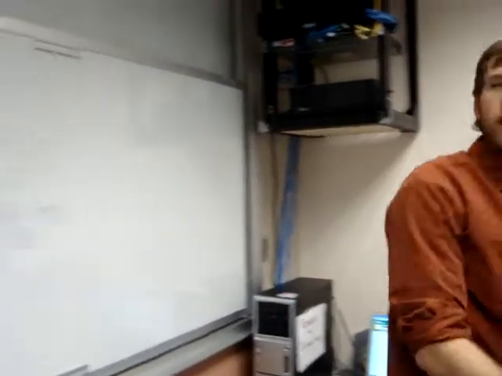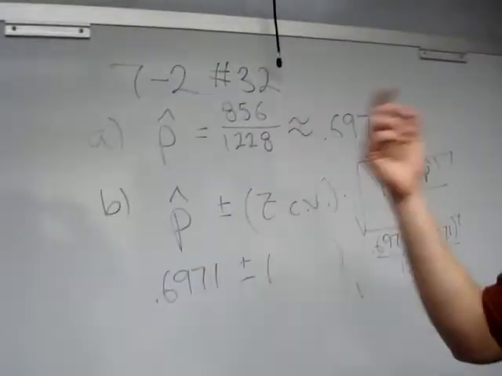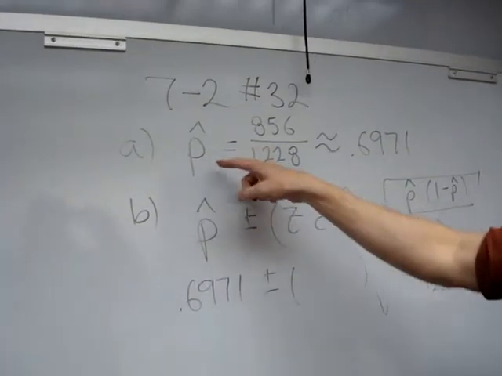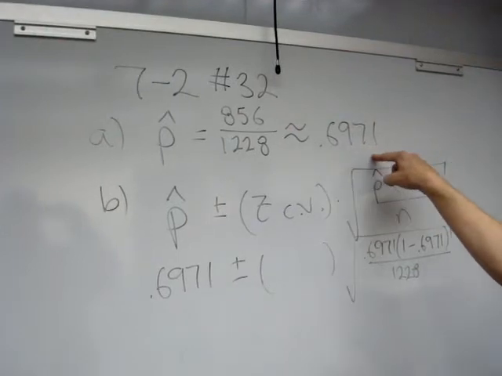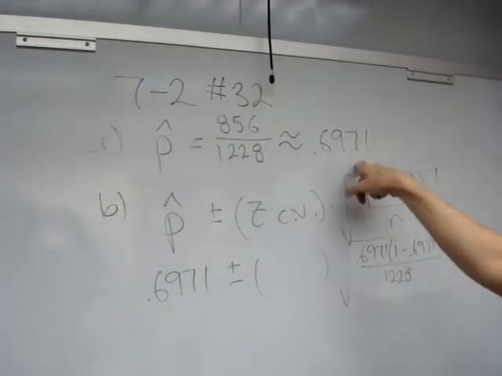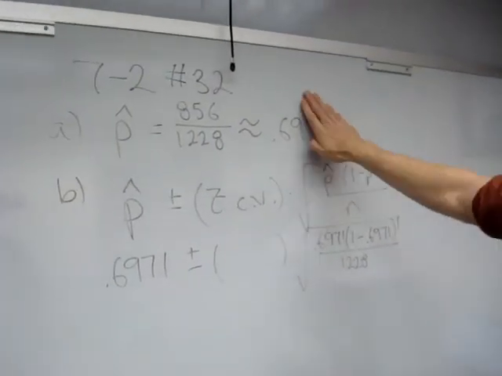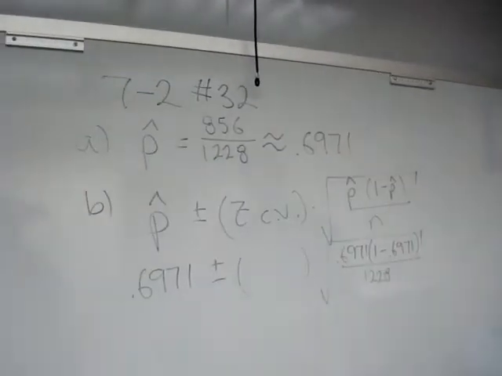So the point estimate is just going to be p hat. Our best point estimate for the true proportion is p hat, which is 856 over 1228. If you do a decimal approximation, that's approximately equal to 0.6971. You want to round that to 4 places. Don't just round that to 0.7 or something like that.